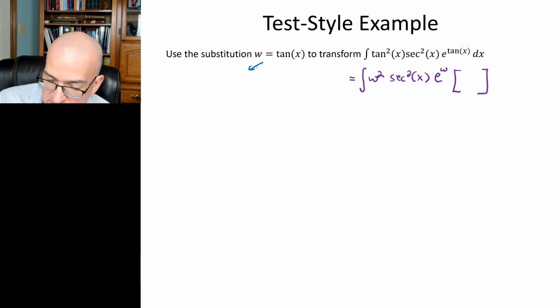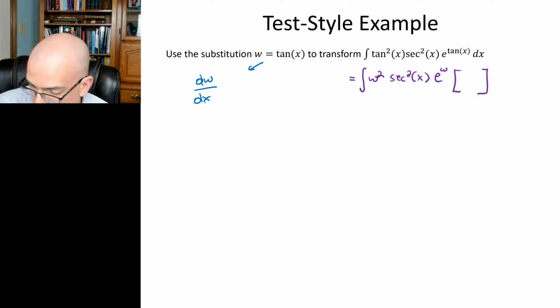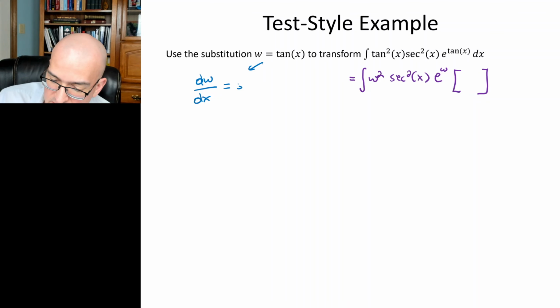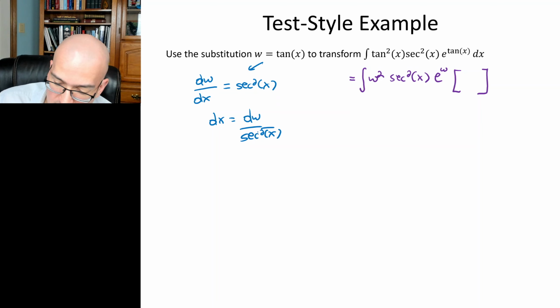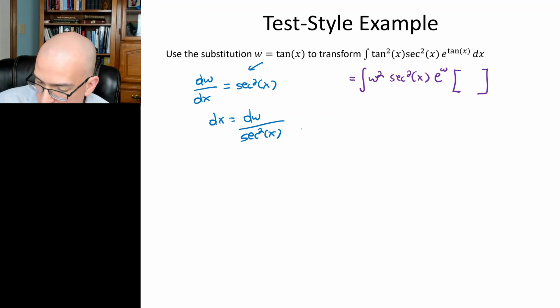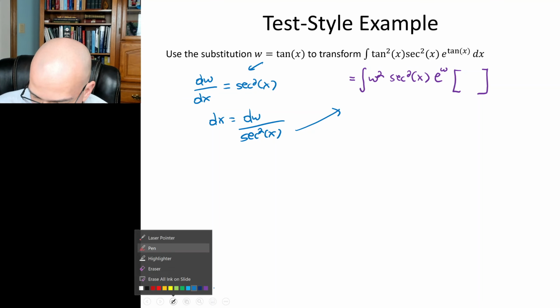So we'll take the derivative of our substitution and hope everything cancels. So dw by dx is equal to secant squared. That means dx is equal to dw divided by secant squared. Cross multiply and cross divide. Oh no. Having some problems. Okay, so I'll substitute that in.